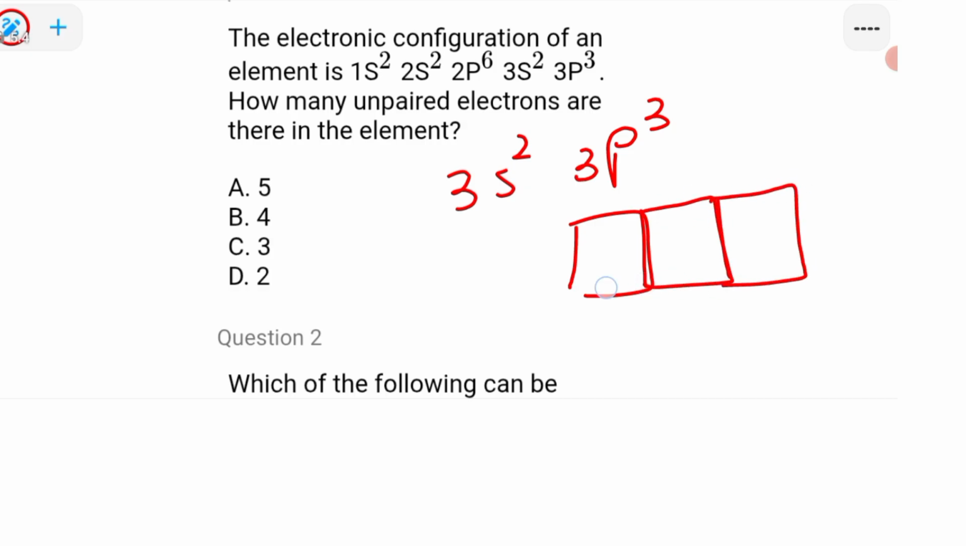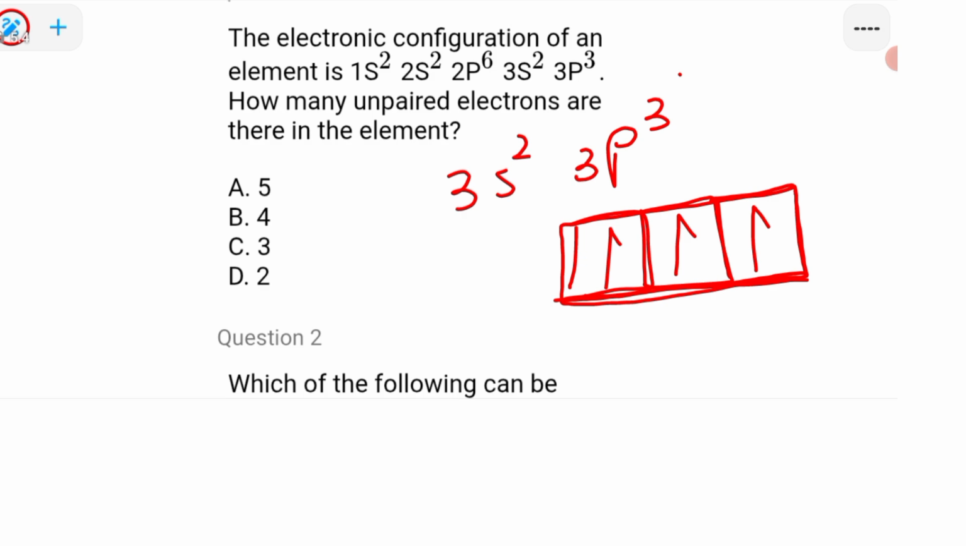Okay, the next thing to do is to feed electrons into these 3 rooms. So the electrons first of all go singly. They will enter 1, 1 into each room, and they will point in the same direction. So this one will be up, this one will be up, and this one will be up. As you can see, we have already exhausted the maximum number of electrons, which is 3. So we cannot add any other electron into these rooms again. So that means the number of unpaired electrons is 3.